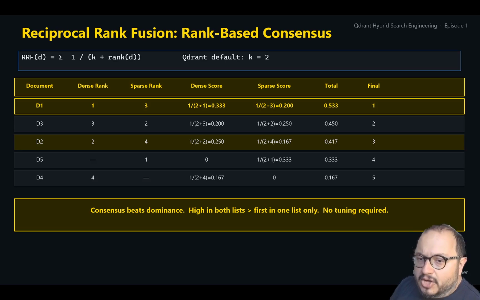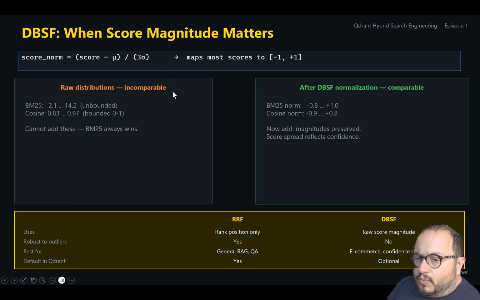RRF has no hyperparameters to tune beyond key, which Qdrant sets for you. It is robust to outlier scores. It is the right default for general-purpose hybrid search. The alternative is DBSF, when you want score magnitude to matter, not just rank positions. Distributed Base Score Fusion, DBSF, takes a different approach.